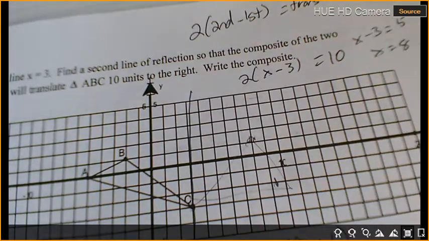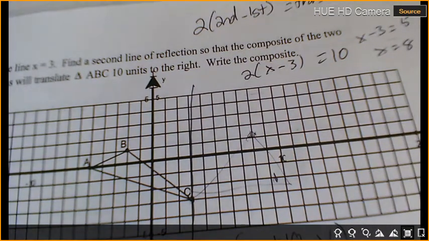I'm looking at 40. All right. This is how I figure out 40. I don't know a better way to do this, but you do have to memorize this part. Okay, you ready? 2 times the second line of reflection minus the first line of reflection equals the translation.